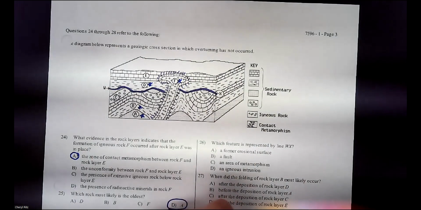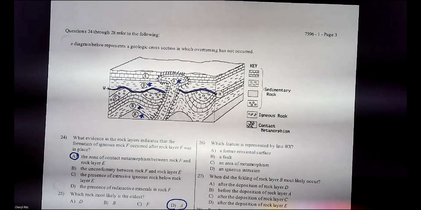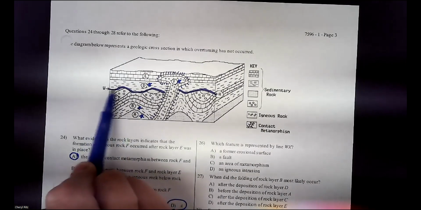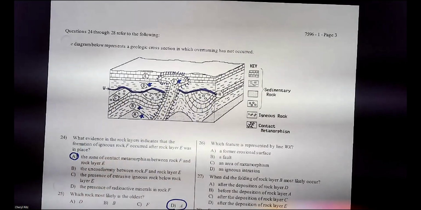I'll buy that. On the Regents, it will be in nice, neat order. That's just because our computer program randomizes the answers. It has no idea what the answers are. It just randomizes it.